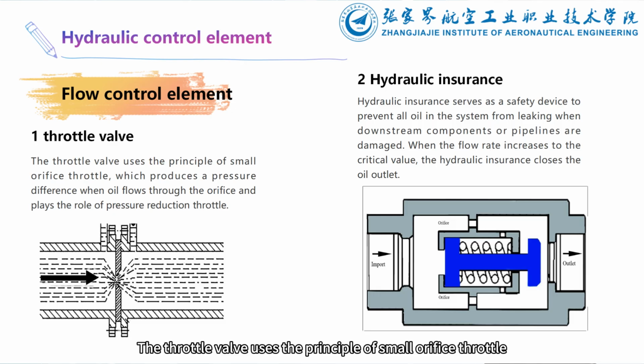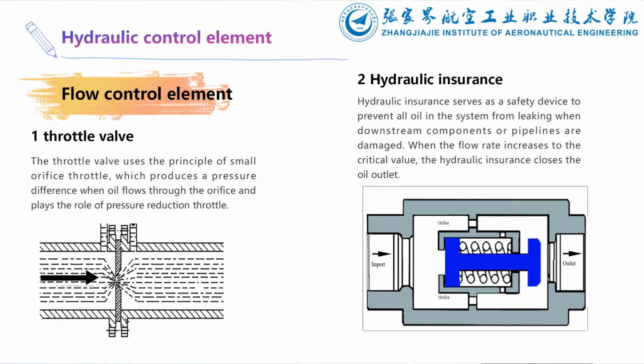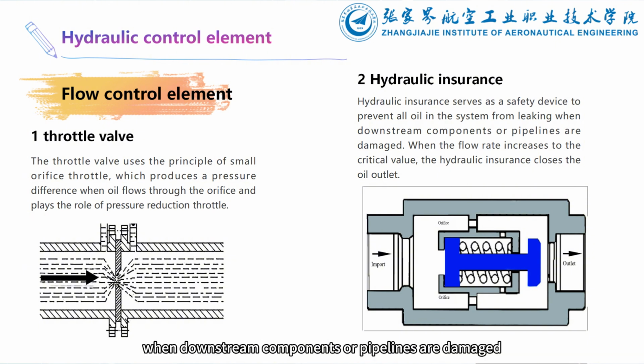The throttle valve uses the principle of a small orifice throttle, which produces a pressure difference when oil flows through the orifice, and plays the role of pressure reduction throttle. The hydraulic fuse serves as a safety device to prevent all oil in the system from leaking when downstream components or pipelines are damaged. When the flow rate increases to the critical value, the hydraulic fuse closes the oil outlet.